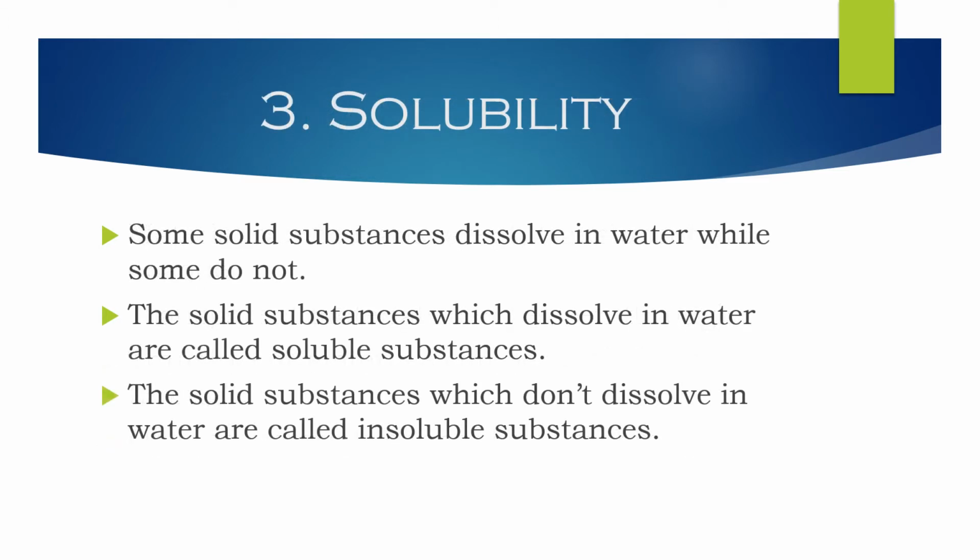Now we will be talking about how you can classify materials by their solubility. Some solid substances dissolve in water while some do not. The substances which dissolve in water are called soluble substances like sugar, salt, etc. The substances which don't dissolve in water are called insoluble substances like sand.